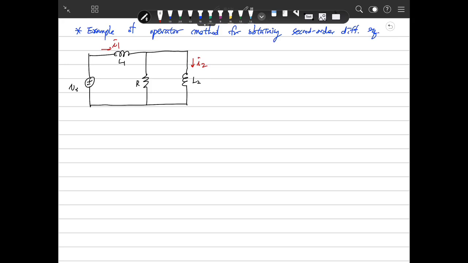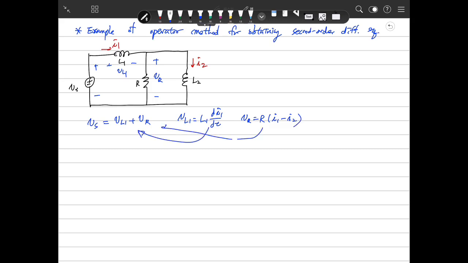It's very simple. First, Vs will be the same as this voltage VR1 plus this voltage VR. VR1 will be L1 dI1/dt, and VR is R(I1 minus I2). So inserting the variables, Vs will be L1 dI1/dt plus R(I1 minus I2).